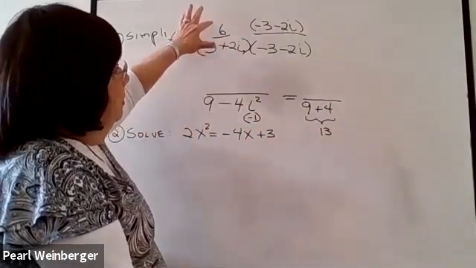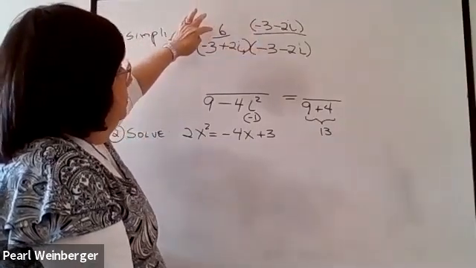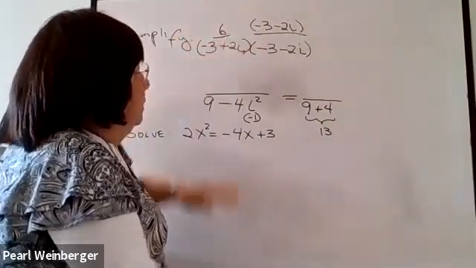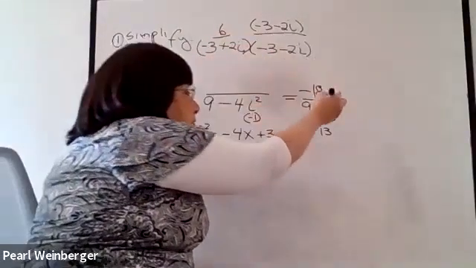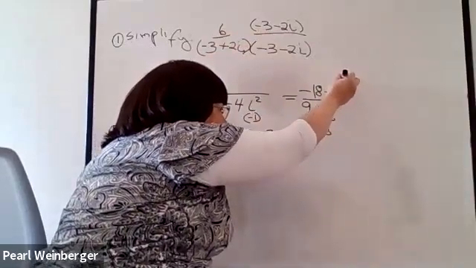The numerator, I'm going to use the distributive property. I'm going to multiply the negative 3 minus 2i by the 6. So 6 times negative 3 is negative 18. And 6 times negative 2i is negative 12i.